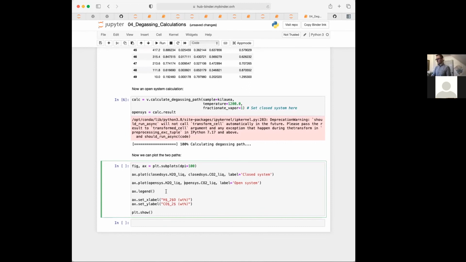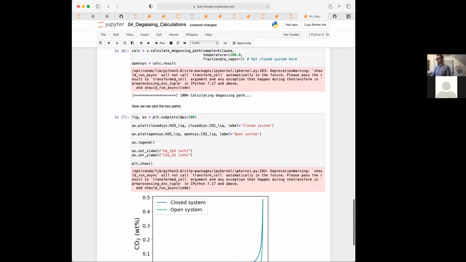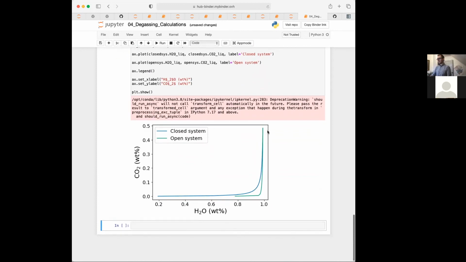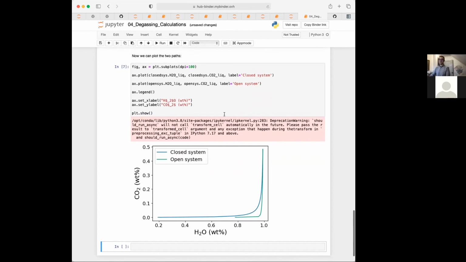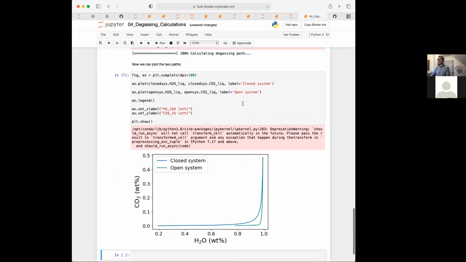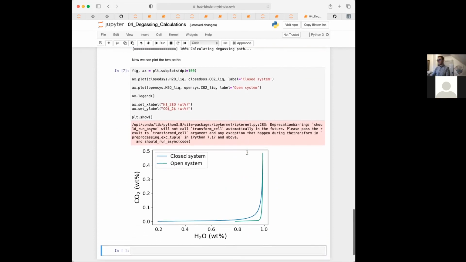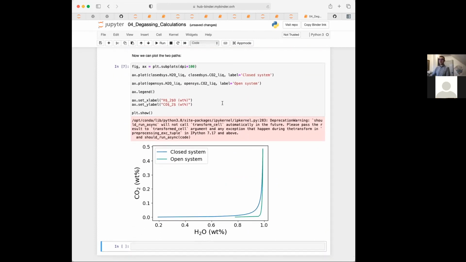And so you can see that your open system CO2 drops far more rapidly than in the closed system, as people have seen before and is a well-known behavior. And you could go and play around with these calculations. You could start it at a different pressure. You could change the composition. You could change the model that's running it. And if you wanted to, you could plot them all together and compare it.